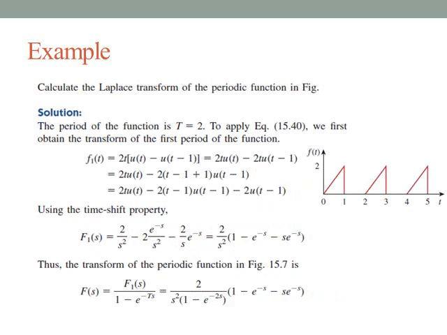Here's another example which is of a periodic signal. As we can see in the figure, the period of this signal is 2, so that capital T is 2. Similarly we have to find out an equation for one period, and for that one period we have to find out its Laplace transform, and then using that equation which we just studied, f1 of s divided by 1 minus e raised to the minus Ts, we can find out the Laplace transform of this periodic signal, which is given at the end of this page.